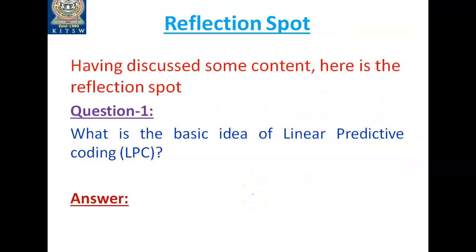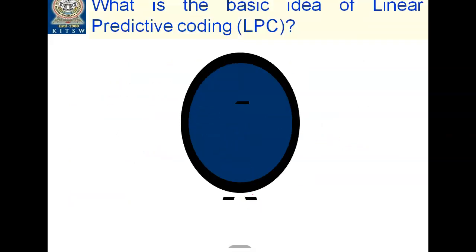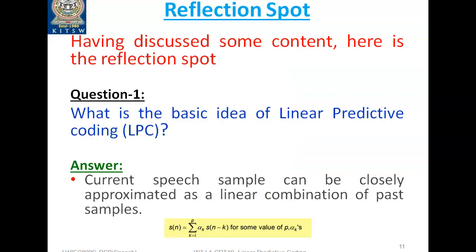Right, so what is the basic idea of linear predictive coding that we already know? It is how the current sample is closely approximated by the past samples. We represent that mathematically as S of n equals the summation, where k takes the values from 1 to p, of alpha k into S of n minus k. That's all. So the current speech sample can be closely approximated as a linear combination of the past samples.